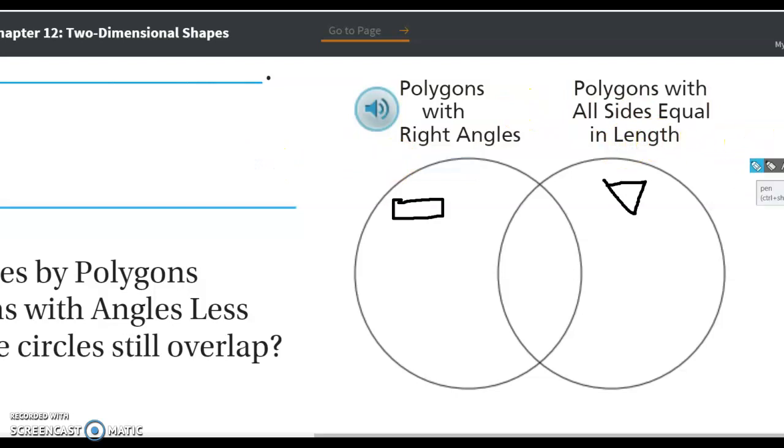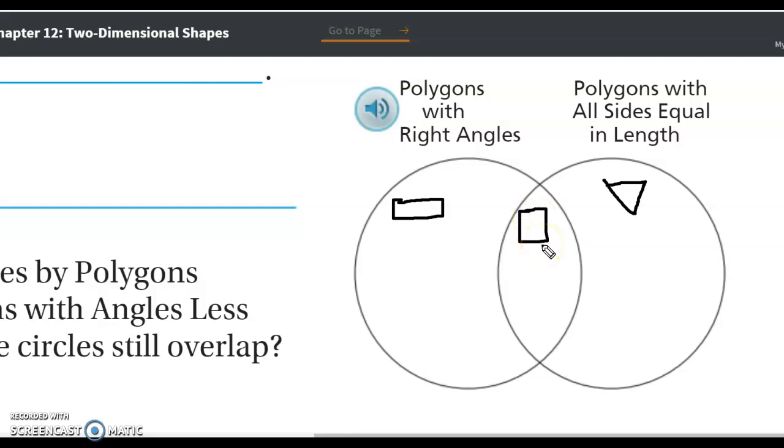Does a square have right angles? Yes. Are all sides equal in length? Yes. So a square meets both of them. So the square is our first one that goes in the middle.